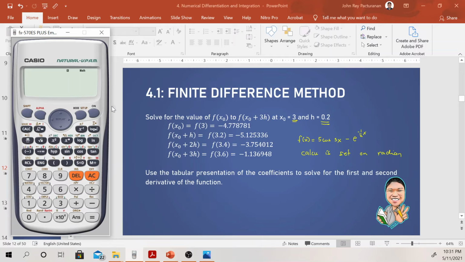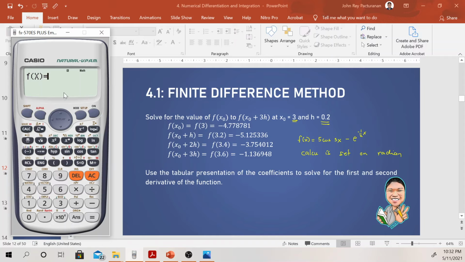Pero kung hindi mo alam 'to, okay lang kasi ang concept lang naman is just substitute 3 to 3.6 to the given function. Pero kung gusto ninyo ng shortcut, mode lang, hanapin ninyo lang yung table. I think lahat ng calculator may table. So, i-type mo yung f of x.